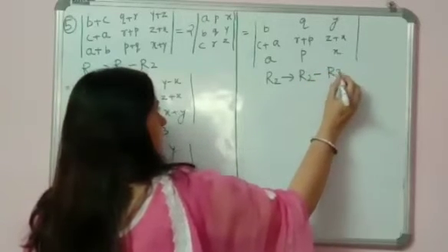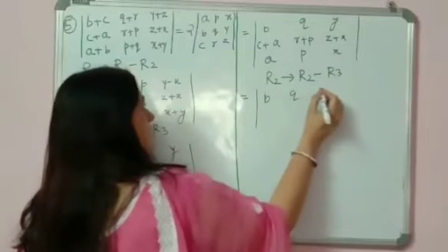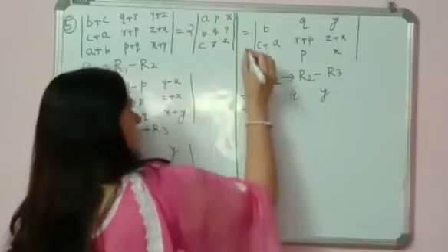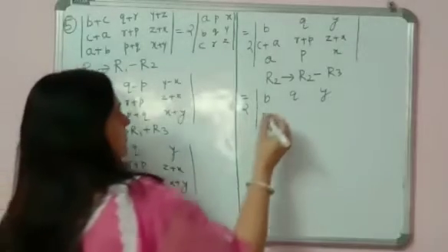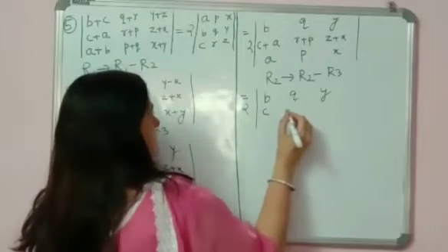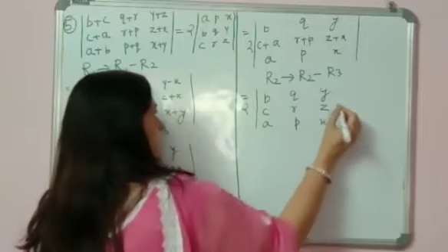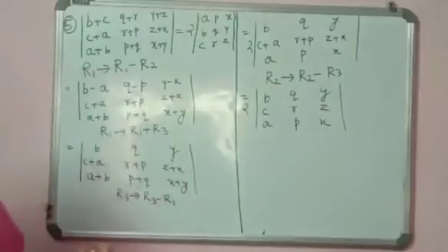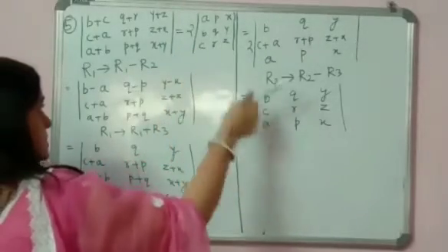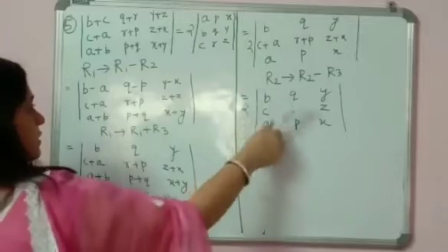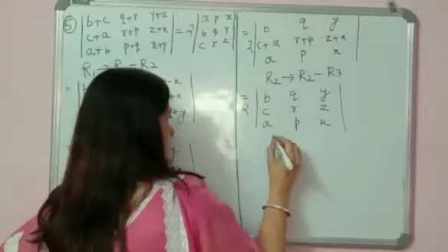Okay. तब आपका क्या आ गया? B, Q, Y, and 2 was also common because we have taken out from here 2. Now it will be C, R, Z, A, P and X. But in the proof it was APX in the first row, then BQY in the second row. So you can interchange these rows by using our property.